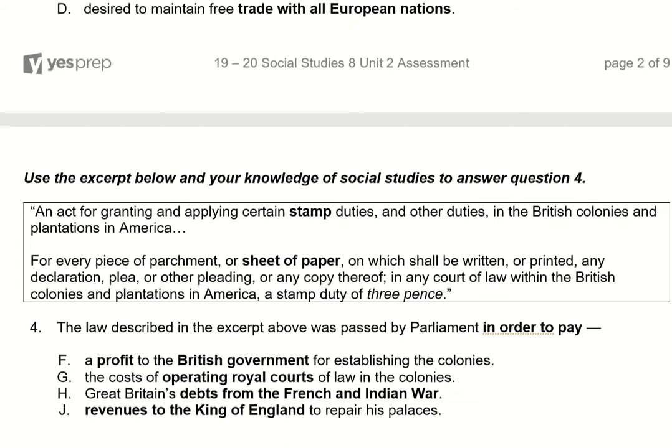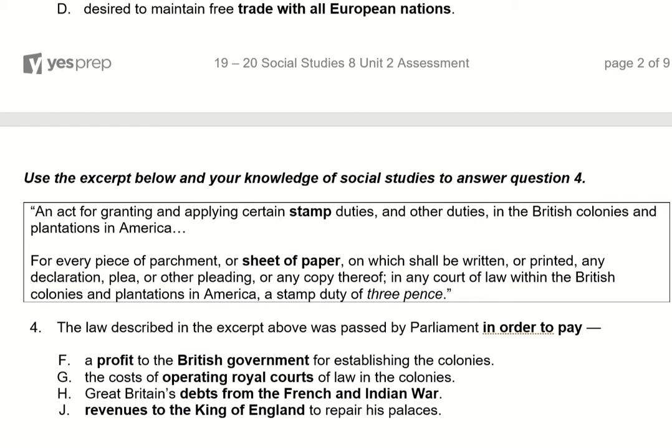Use the excerpt below and your knowledge of social studies to answer question 4. Excerpt. An act for granting and applying certain stamp duties and other duties in the British colonies and plantations in America, for every piece of parchment or sheet paper on which shall be written or printed any declaration, plea, or other pleading, or any copy thereof, in any court of law within the British colonies and plantations in America, a stamp duty of 3 pence.